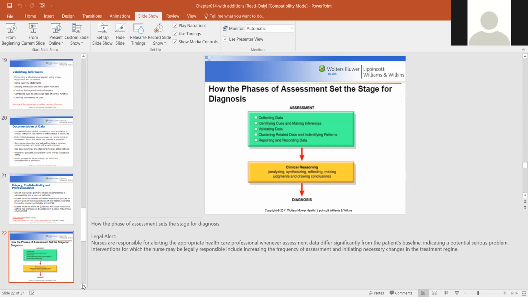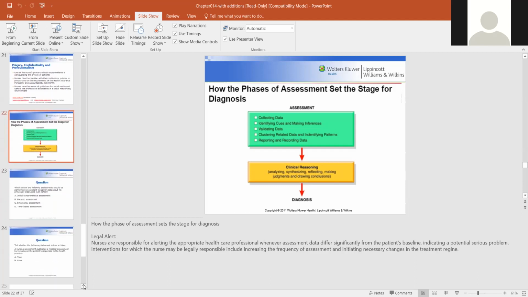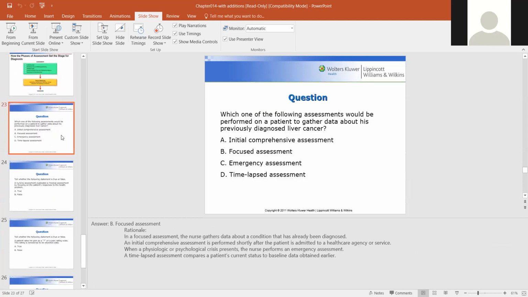Check their I&Os. Checking their weight. Yes, very good. Those are the kind of things that you're going to do as the nurse. And that's what's going to be in your care plan. And those are the kind of things that you're going to teach your patients to do for themselves when you're not around. All that has to be married together. It all has to be going in one direction.